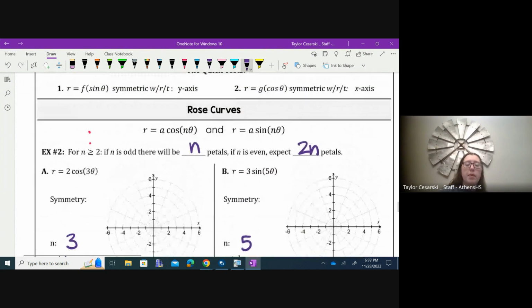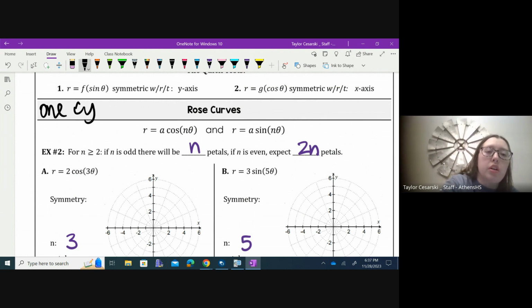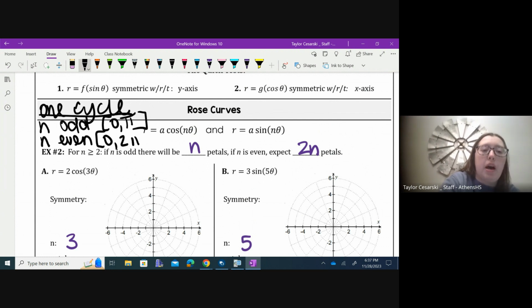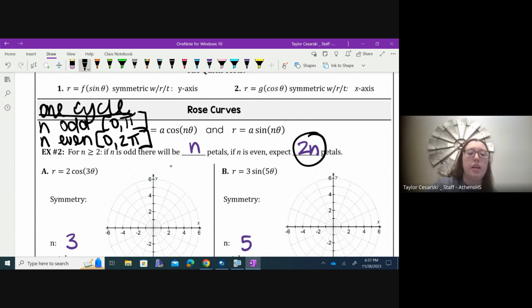Now, we're also going to talk about, in the next video, the domain restrictions to graph a full cycle. So I'm just going to put this here for right now. You don't need to deal with it right this second, but you will in the next video. One cycle for the rose curves means if n is odd, it's going to be from 0 to pi. And if n is even, it's going to be from 0 to 2 pi. Maybe you can remember: if n is even, 2n petals, 2 pi. Maybe that connects.